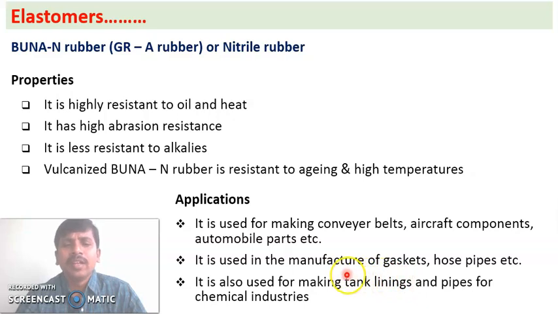That is one application. Next, another application is that it is used for making tank lining, especially in chemical industries, where tanks are used for storing chemicals. There are chances that chemicals may react with the tanks. So tank inner linings are made with Buna rubber, and also chemical carrying pipes. In chemical industries, we have pipes carrying not simply water, but some toxic chemicals. So those pipes are made with Buna rubber, especially in chemical industries. So these are the applications of Buna rubber. This is about elastomers. Thank you.